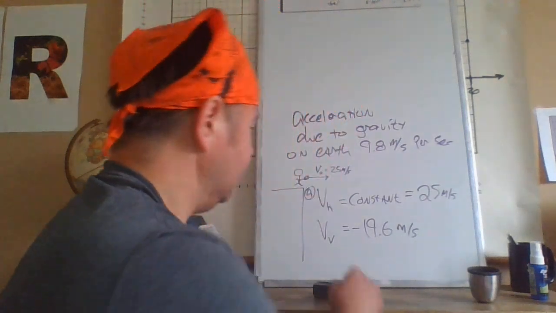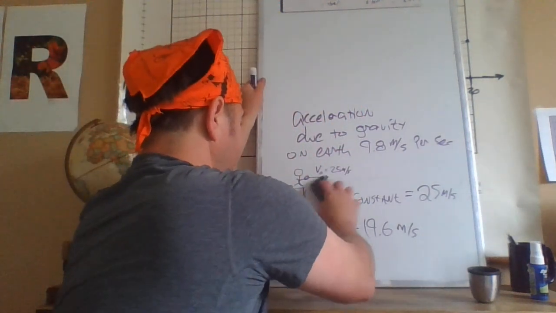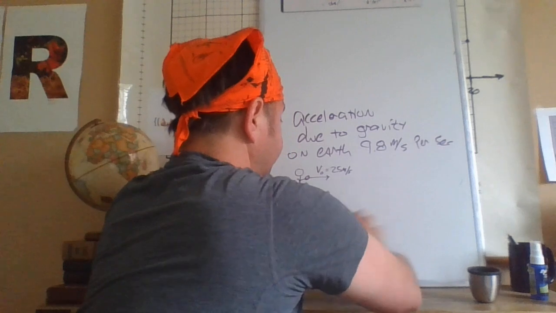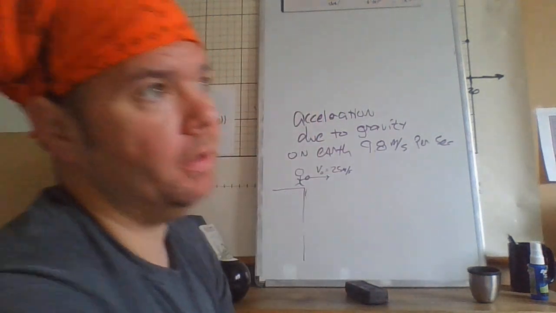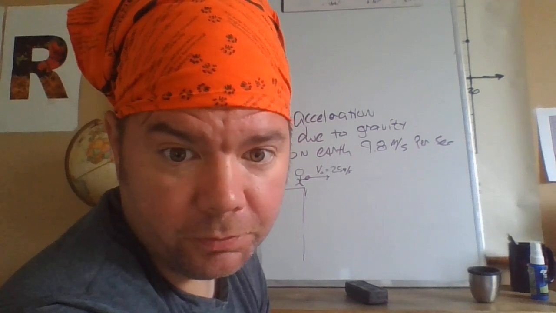Part B, what will its velocity be after 3 seconds? Now it's not saying the difference between components, it's just saying overall velocity. What is its overall velocity at 3 seconds? And remember, velocity includes direction. So we're not just asking how fast is it going, but also what direction is it going in.